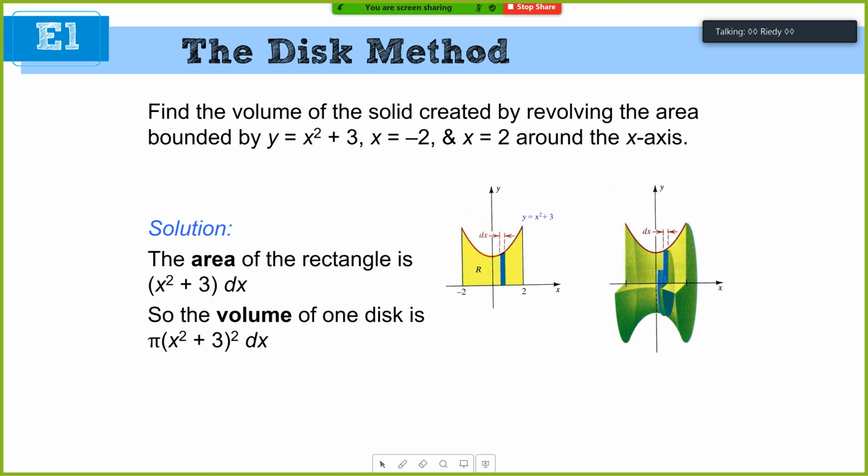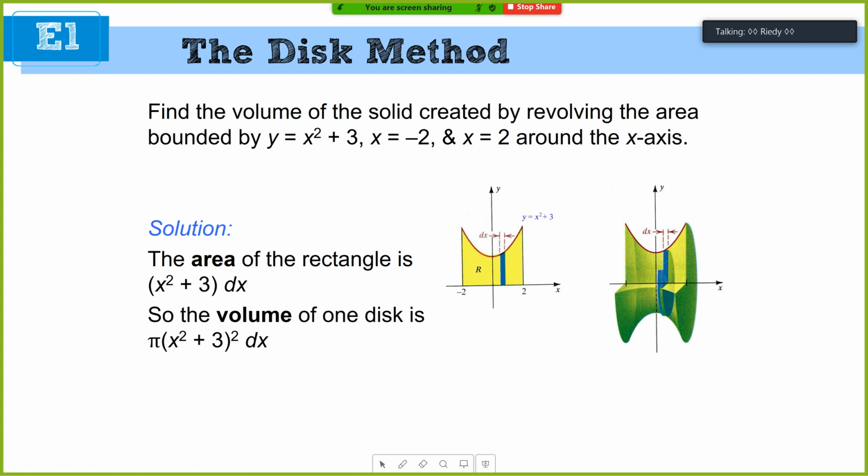And therefore, the volume of the disk is pi r squared times dx. So x squared plus 3, like Cameron said, is the radius, which we plugged in, squared times pi, and the thickness of that disk is dx, because we want a really tiny disk.